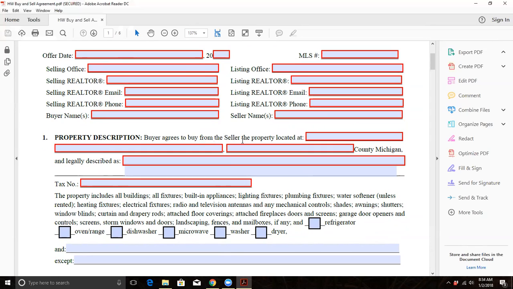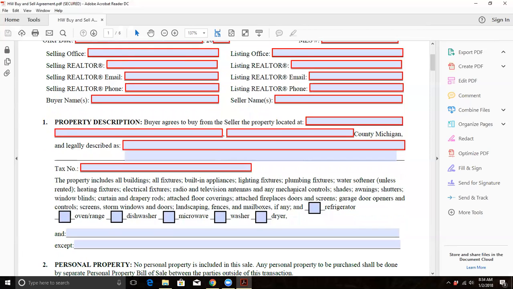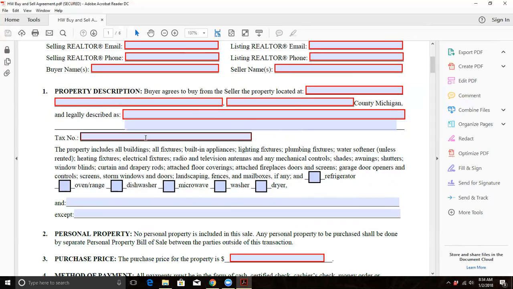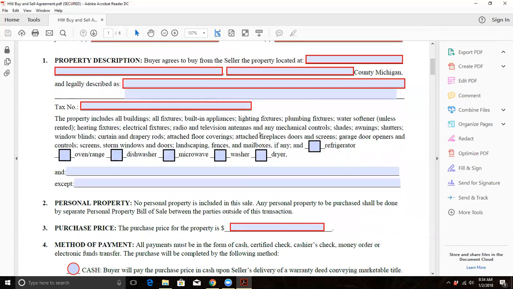So property description, like you'll see in most of them, the address, whatever county it is in Michigan, and then a legal description here. Obviously, if you have a lengthy legal, you'll attach that as a separate document, and then tax ID number. Just like the other forms, it includes all fixtures and improvements, including an option to select boxes for the large appliances.